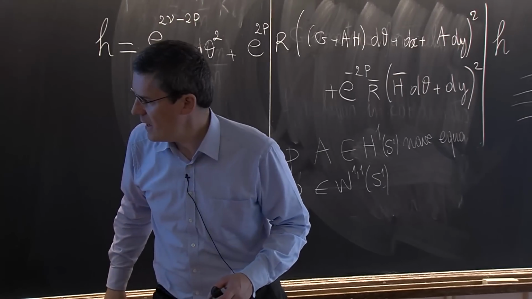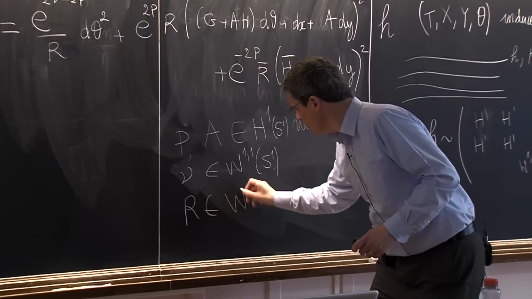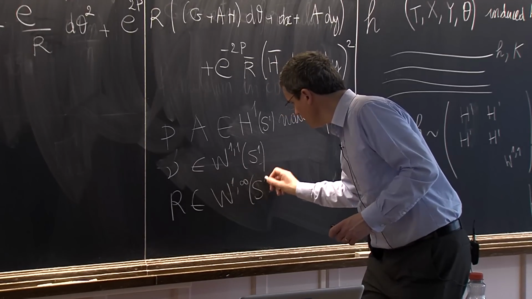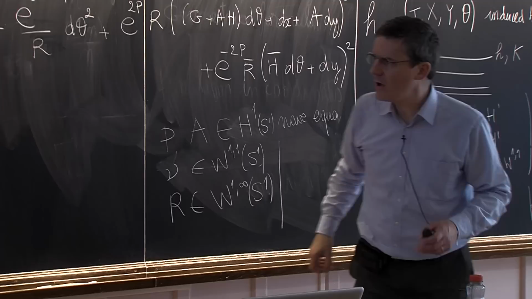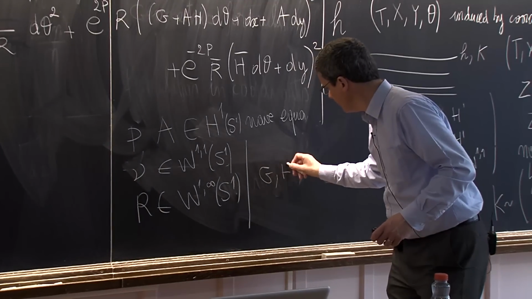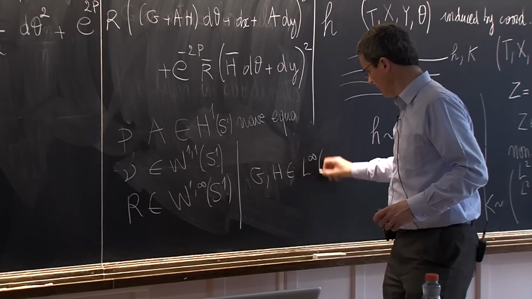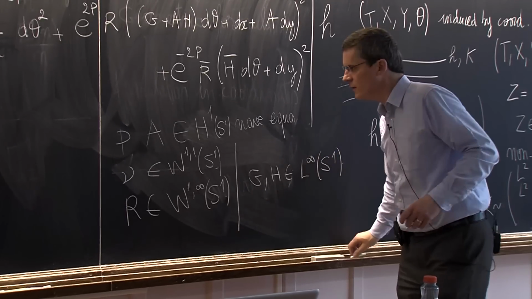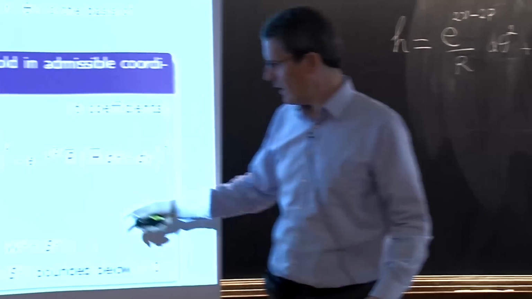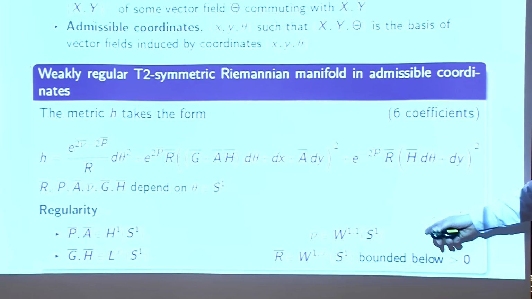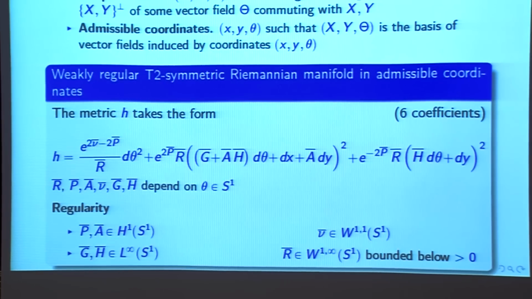And you will have the area of the orbits of symmetry, which will be a Lipschitz continuous function on S1. And you have 2 more quantities, which, as I said, are not that important, capital G, capital H, which are assumed to be in L infinity. Okay? So the first line is a general form of the metric, right? And the final part of the screen is a translation of the geometric regularity in terms of the metric coefficients.